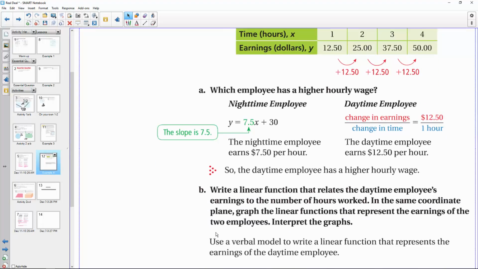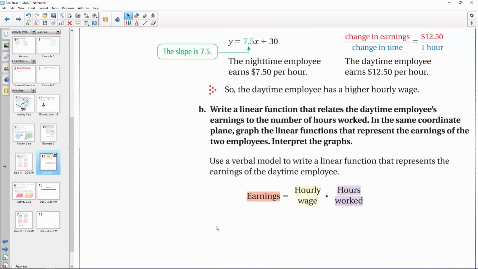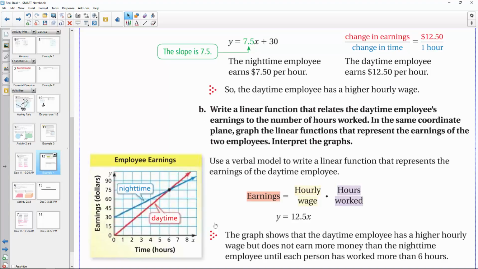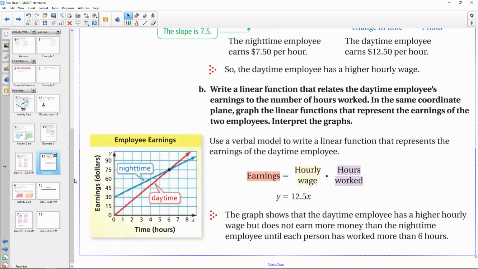So then my actual verbal model to write this is right here. And here's where the two intersect, where they make the same amount of money. And that's really the lesson today.